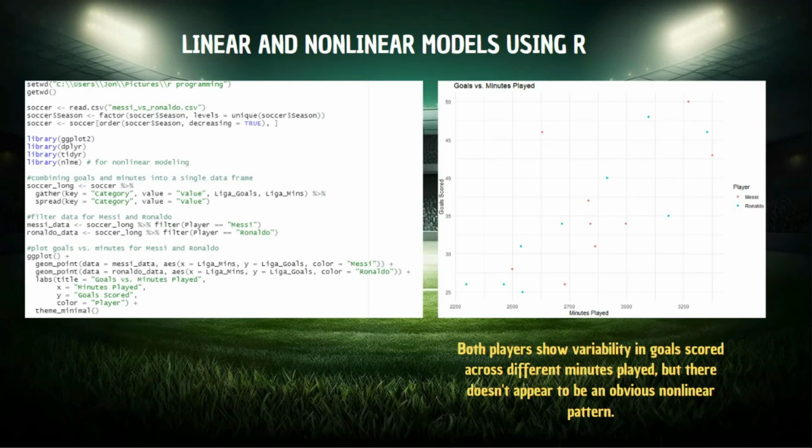So here's a linear and nonlinear model using R that I provided with you. And on the right side, you can see the graph. You see the number of minutes played on the X, and on the Y, the number of goals scored, with the player in red being Messi and blue being Ronaldo. And you can see that the plot shows the raw data, and it's all pretty much scattered, so that they're all correlated out.